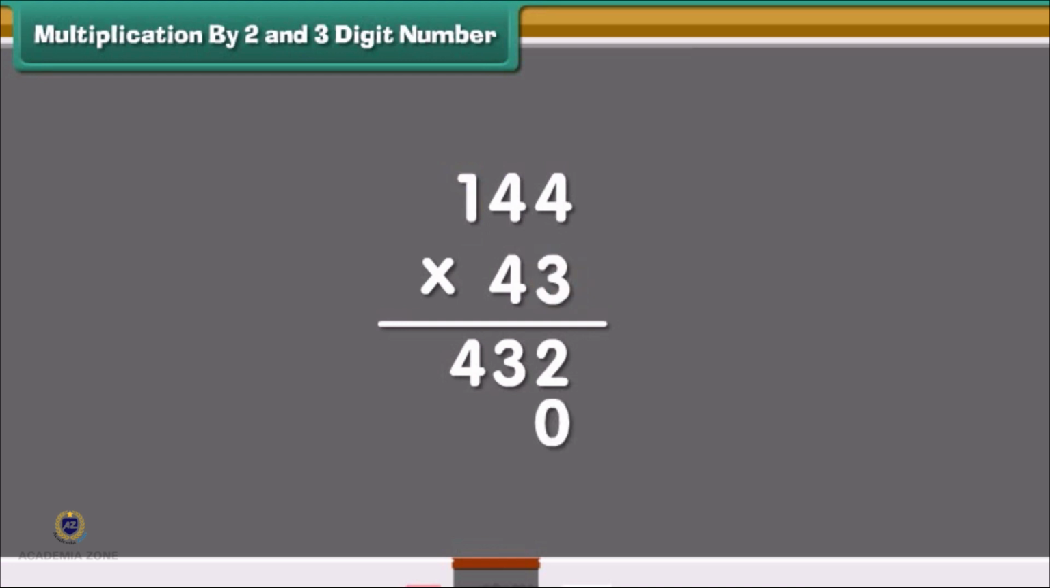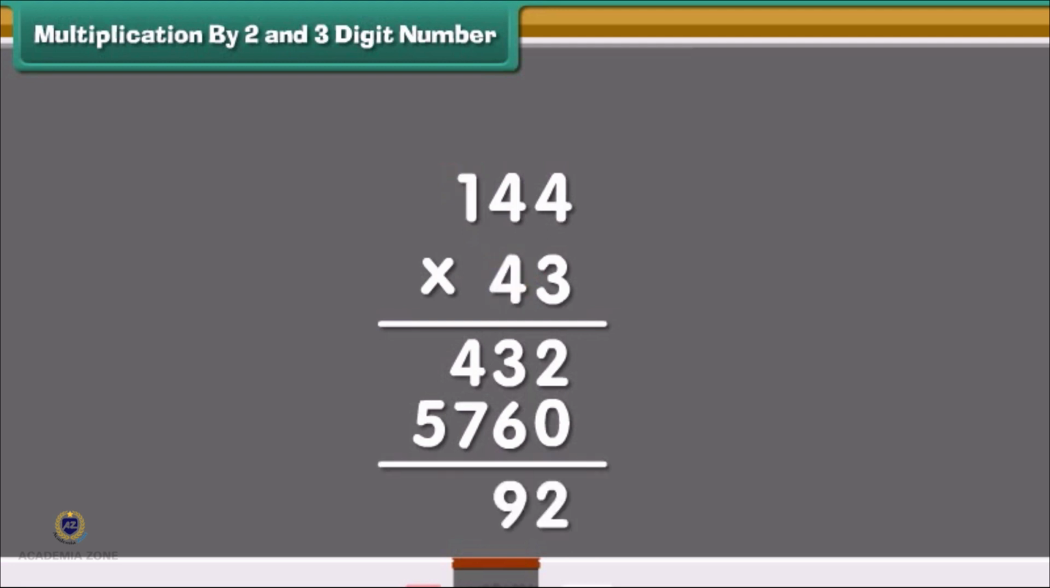Now add a 0 on ones place and multiply 4 with the number on ones place. 4 times 4 is 16. Write 6 in tens place and carry the 1 forward to the hundreds place. Multiply 4 with the number 4 on the tens and add 1 which was carried forward. Write 7 in the hundreds place and carry the 1 forward to the thousands. Multiply 4 with the number 1 on hundreds and add 1 which was carried forward. Write 5 in the thousands place.